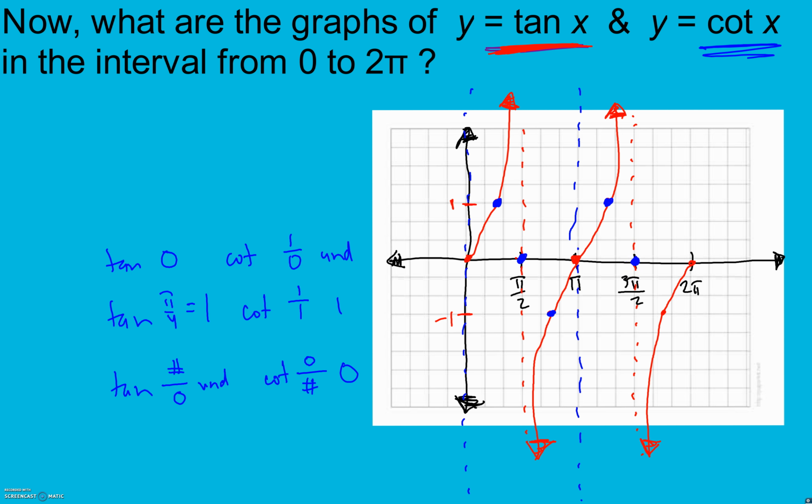And again, here, where tangent is undefined, that means tangent was some number divided by 0 to get undefined. We get undefined with division by 0. So the reciprocal means it's 0 divided by any number. And 0 divided by any number is 0.